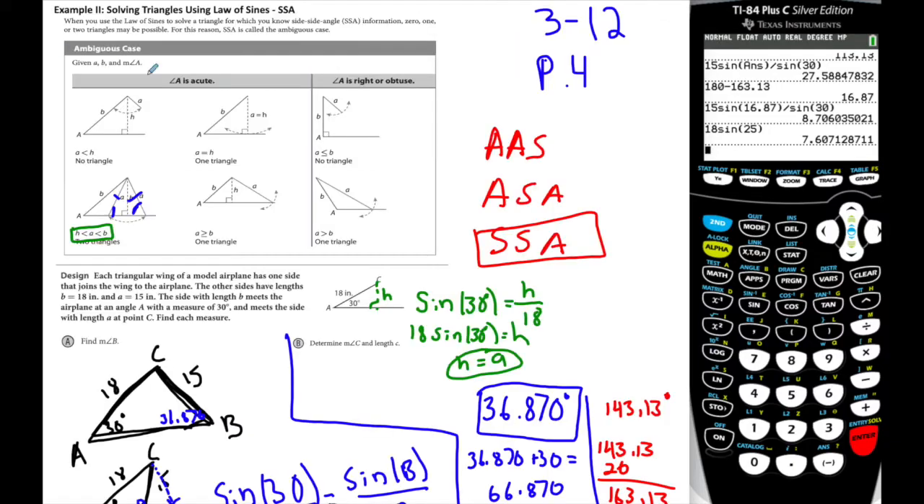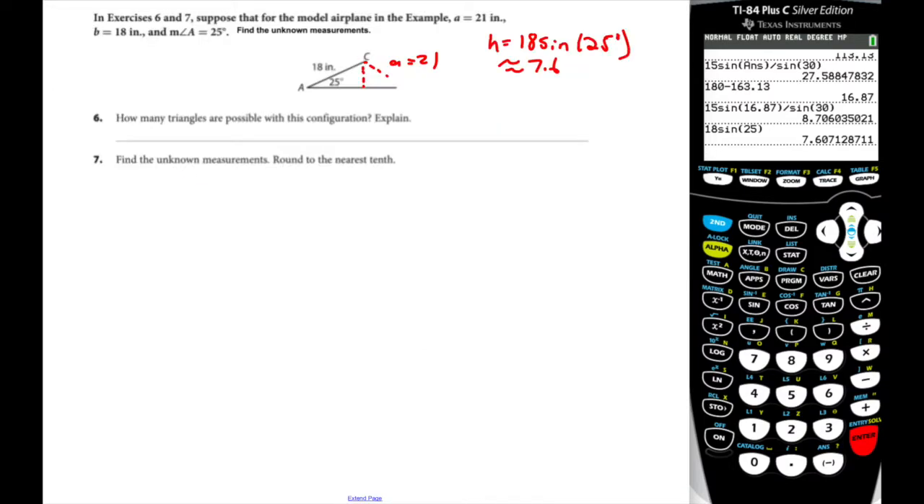So we now definitely know that A is more than the height. It's acute, so it's going to follow one of these four. It's more than or equal to B, so that leaves us in a situation of one possible triangle. One triangle. A is more than H. A is more than or equal to B because it's more than B. Okay, noticing that A is 21, making it bigger than 7.6 and 18. So this is nice because we're only going to get one triangle in this case. Okay, it's going to look like this.